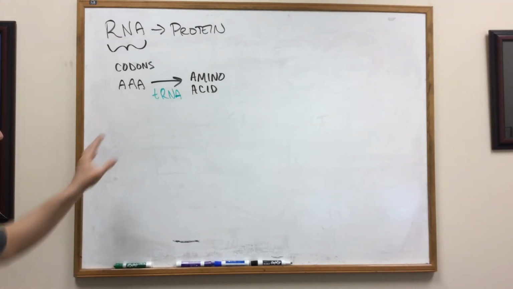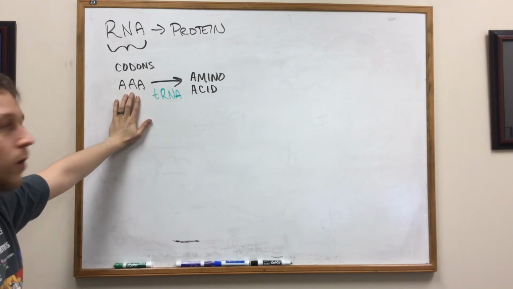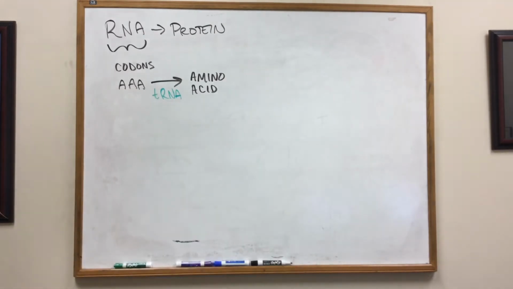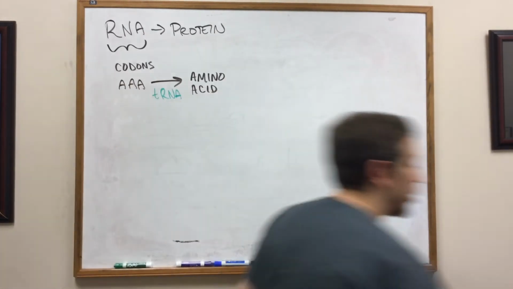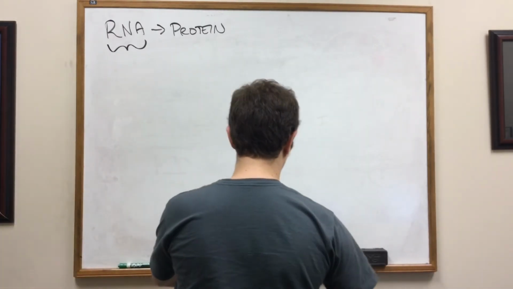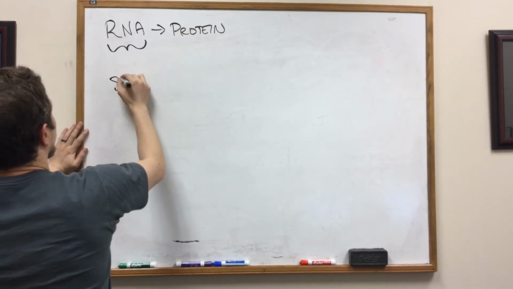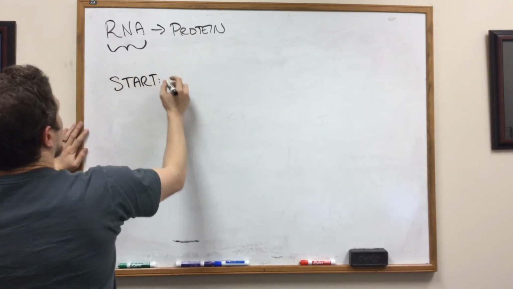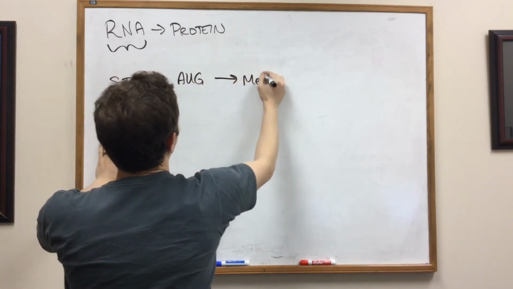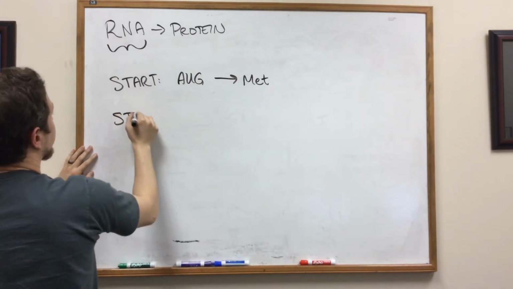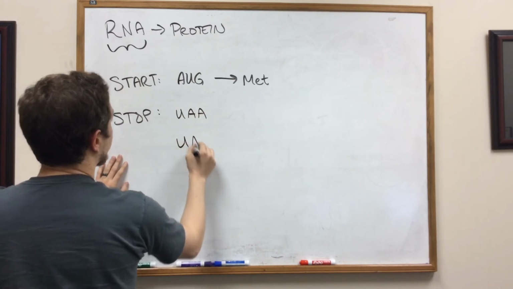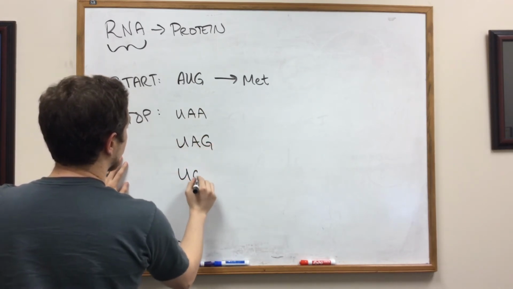Now, knowing that we have these 3-letter words, these 3 nucleotide words, there are 4 distinct codons that I think are worth knowing. The 4 distinct codons that I think are worth knowing are the start codon, which is AUG, and it encodes the amino acid methionine. And then there are 3 stop codons, UAA, UAG, and UGA. Okay.